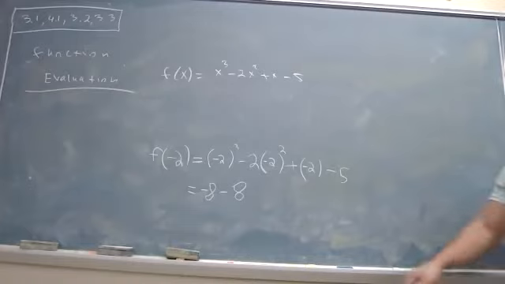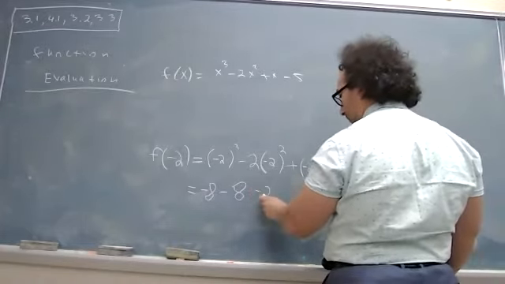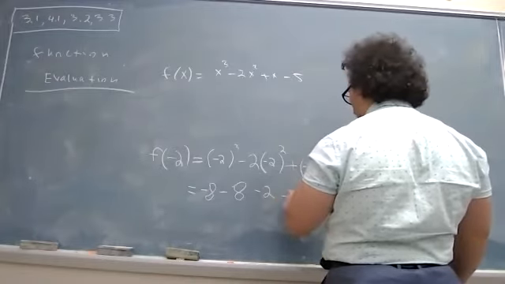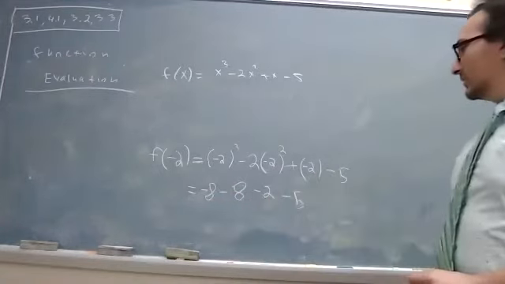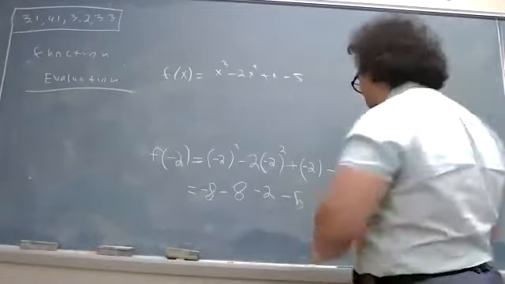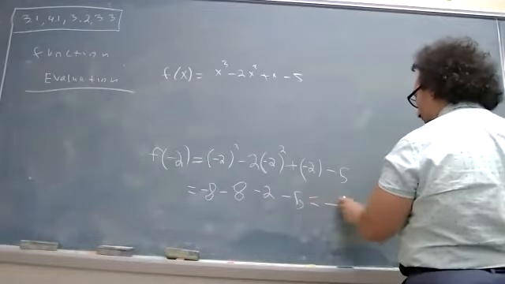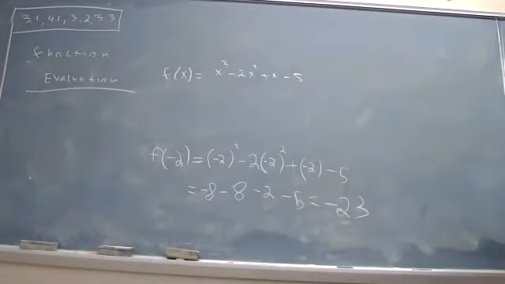So next, now we add it to a negative 2. So it's basically like subtracting a negative 2. And finally, we have to subtract that negative 5. Okay. So this becomes negative 16. That becomes negative 21. That becomes negative 23. So f of negative 2 is negative 23.